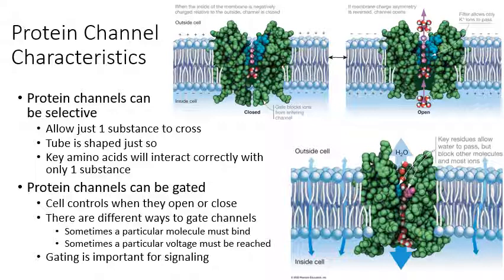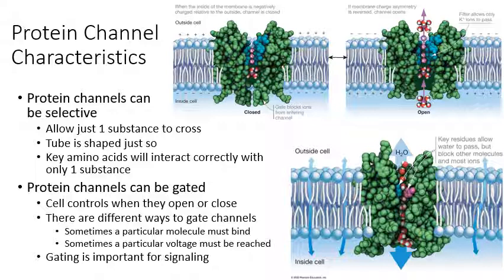For protein channels that are gated, there are different ways to gate them. Two of the most common ways would be ligand gated, which means that a specific molecule has to bind to the channel in order for it to open. Another really common way would be voltage gated, which means that the membrane has to get to a particular voltage in order for the channel to open. Both of those types of gated channels are actually really important for the functioning of your brain and your muscles.